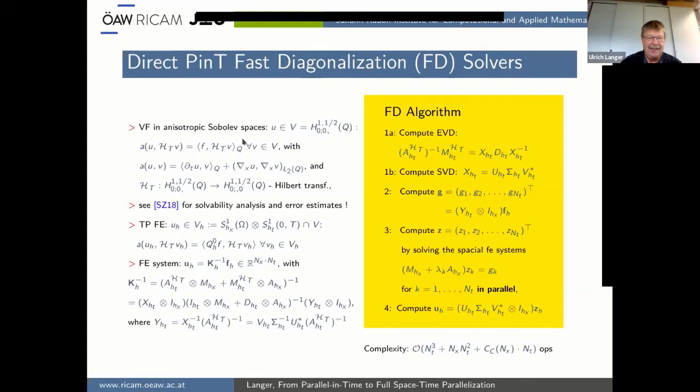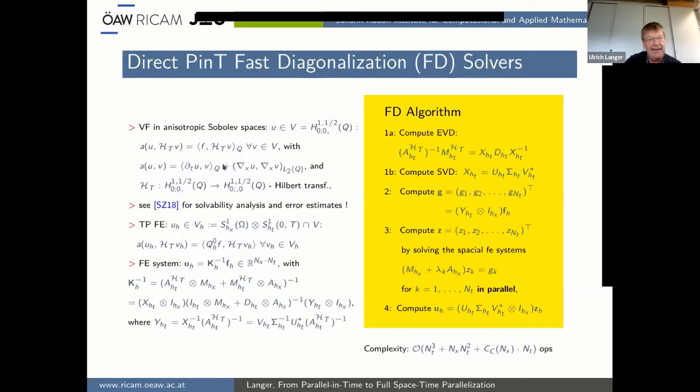So let us assume the following variational formulation. We use a special variational formulation in a non-standard space, H^{1/2}. So the gradients are in L2, the time derivative is in H^{1/2}. You did not see this until now, I think, but it was already introduced by Lions in his classical books.